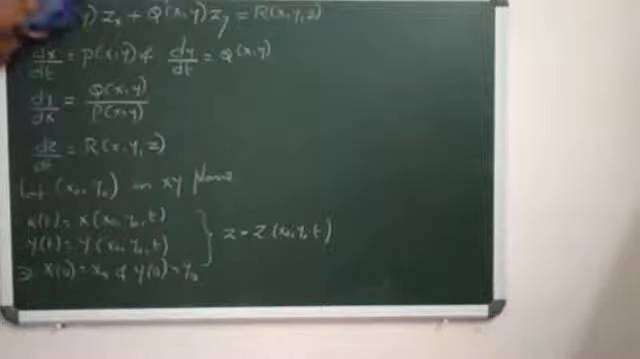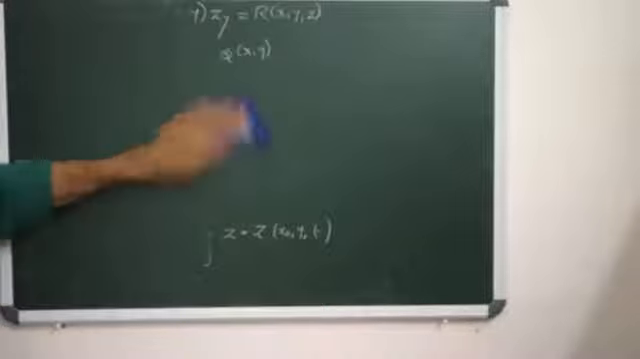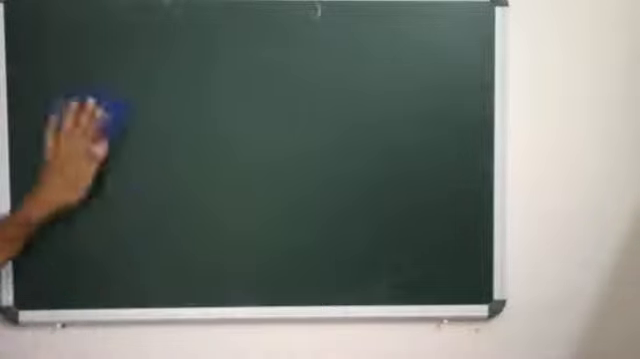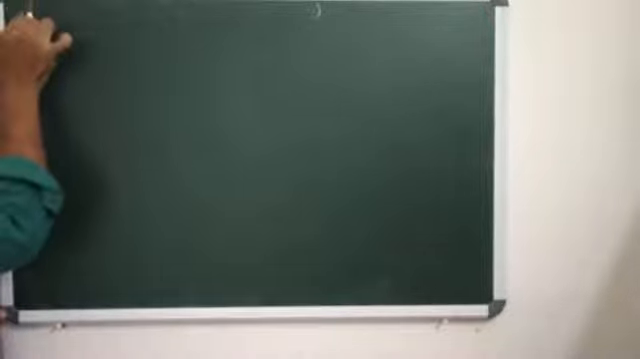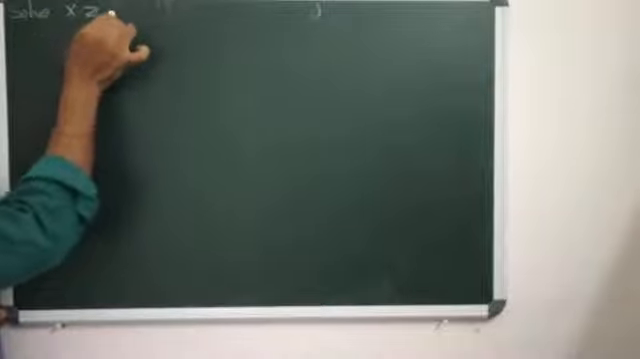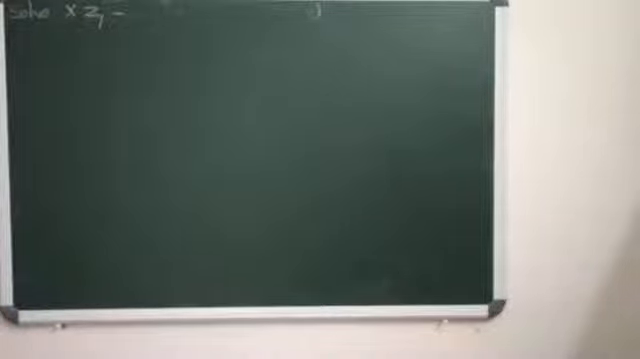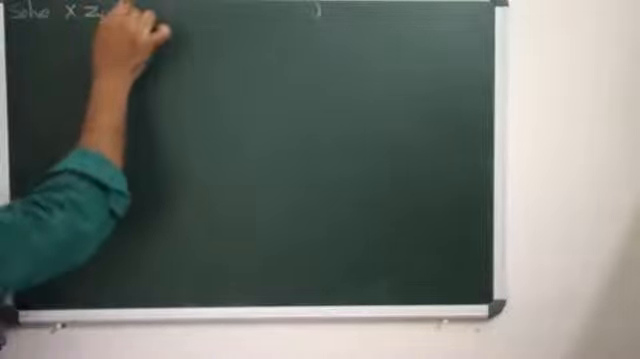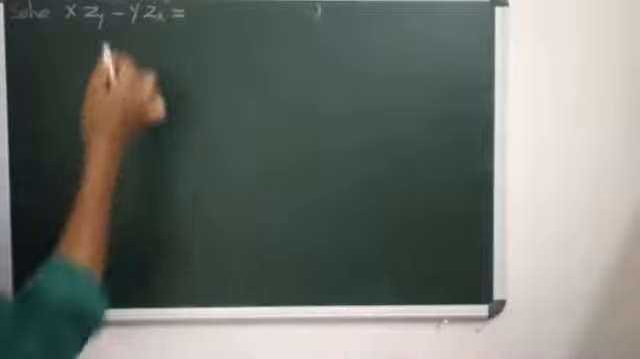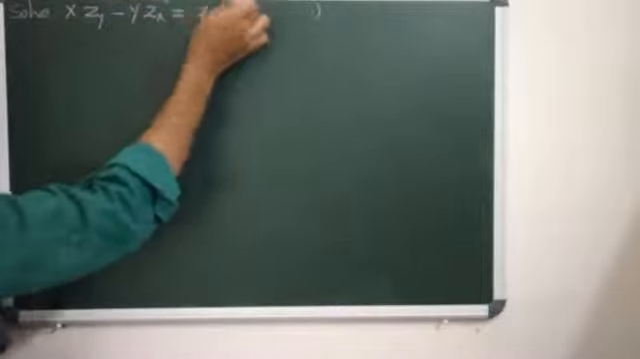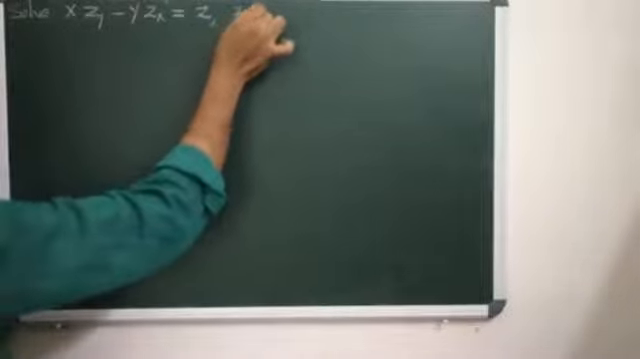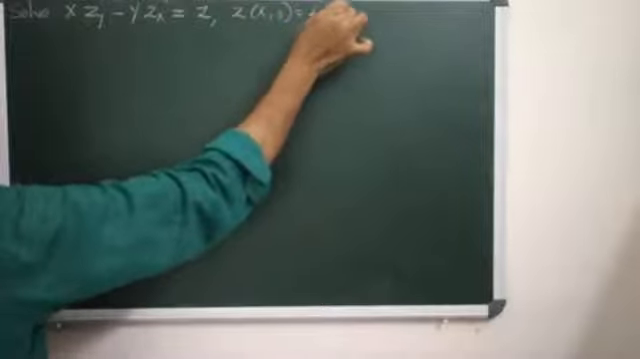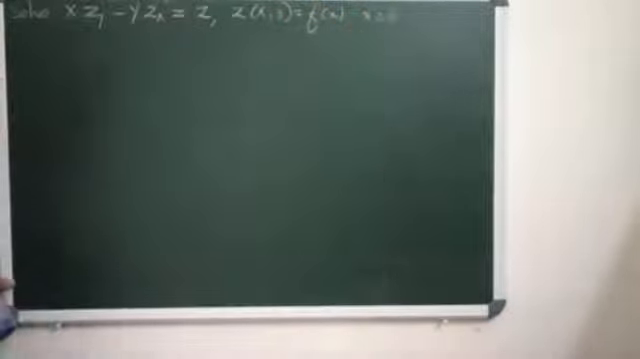Now let us see how to solve a semi-linear equation. Consider the semi-linear equation x z_y - y z_x = z, with the initial condition z(x, 0) = f(x), where x is greater than or equal to 0.